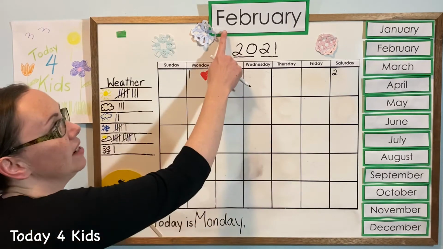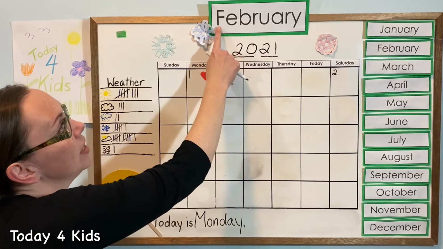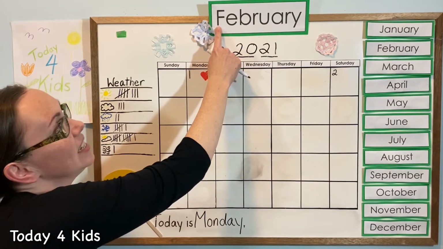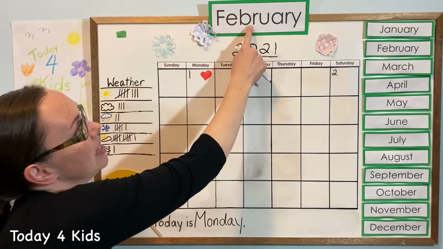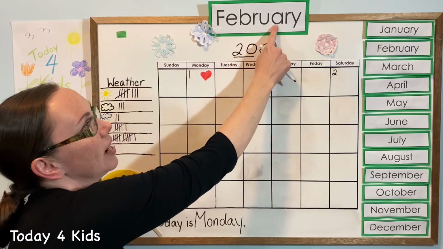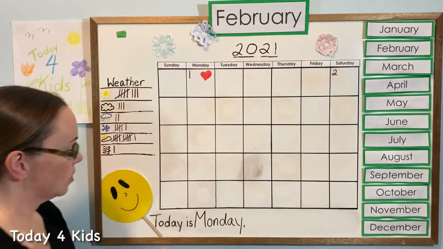So we are in February. So capital F, F as in fun, friend, F-E-B-R-U-A-R-Y, February, February. So we'll go back to our sentence.